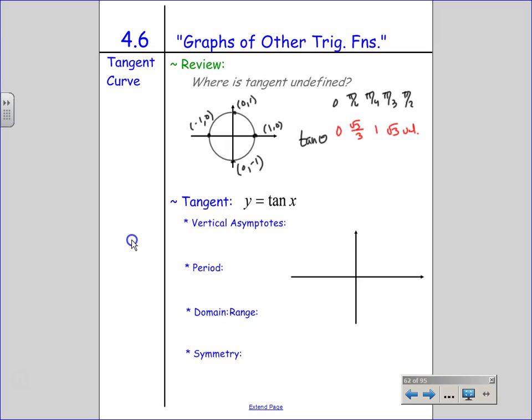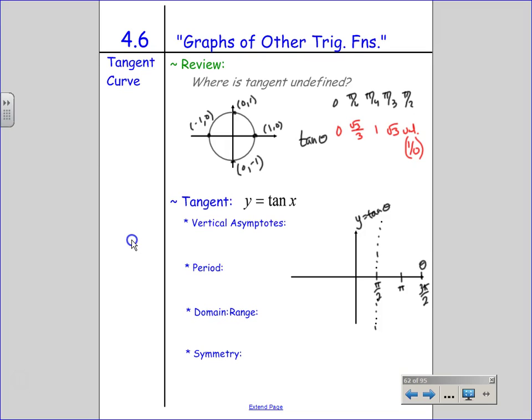Let's see how at pi over 2 tangent is undefined. Remember, a number over 0 is always a vertical asymptote. So as we come down here to our graph where we have thetas, at pi over 2, this would be 3 pi over 2, which means 2 pi is way down here somewhere. At pi over 2, tangent has a vertical asymptote because he's undefined. He's a number over 0.